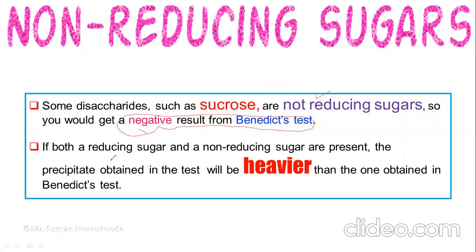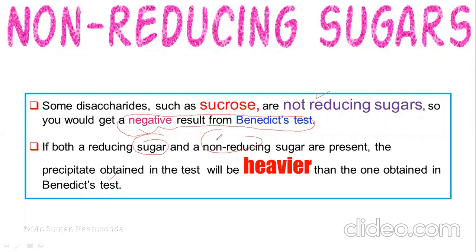All right. If both reducing and non-reducing sugar are present, the precipitate obtained in the test will be heavier than that obtained in the Benedict test. If there are both in a solution, the precipitate inside will be heavier as compared to the one that you obtain in the Benedict test.